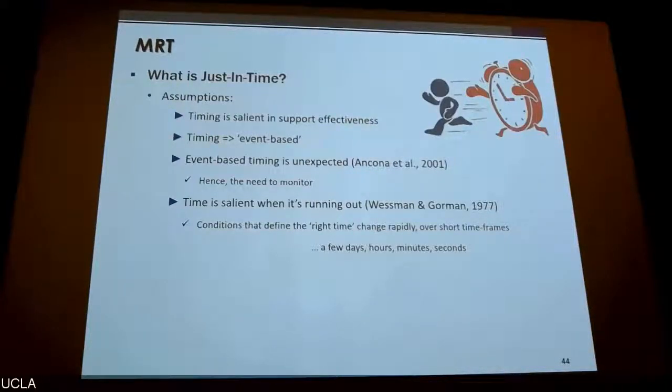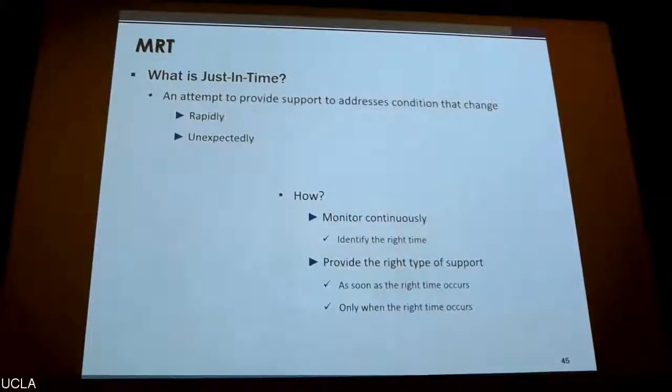And when you look through literature in education and manufacturing, you realize that the concept just in time is motivated by the need to adjust conditions that change fast, rapidly, over short time frames. And when I say over short time frames, I mean every few days, few hours, few minutes, even seconds. So let me summarize this for you. Just in time captures an attempt to provide the right type of support at the right time while minimizing waste or disruption. It is motivated by the need to address conditions that change rapidly and unexpectedly.